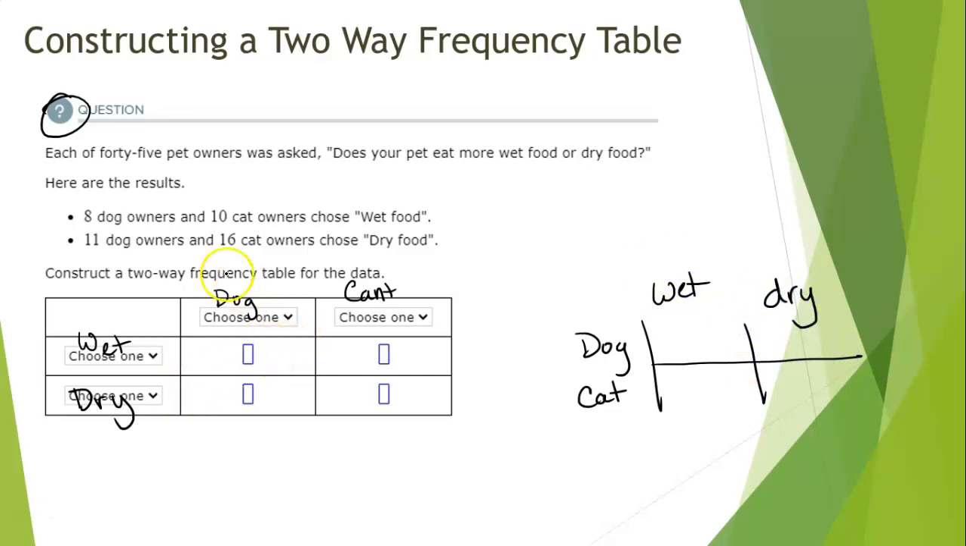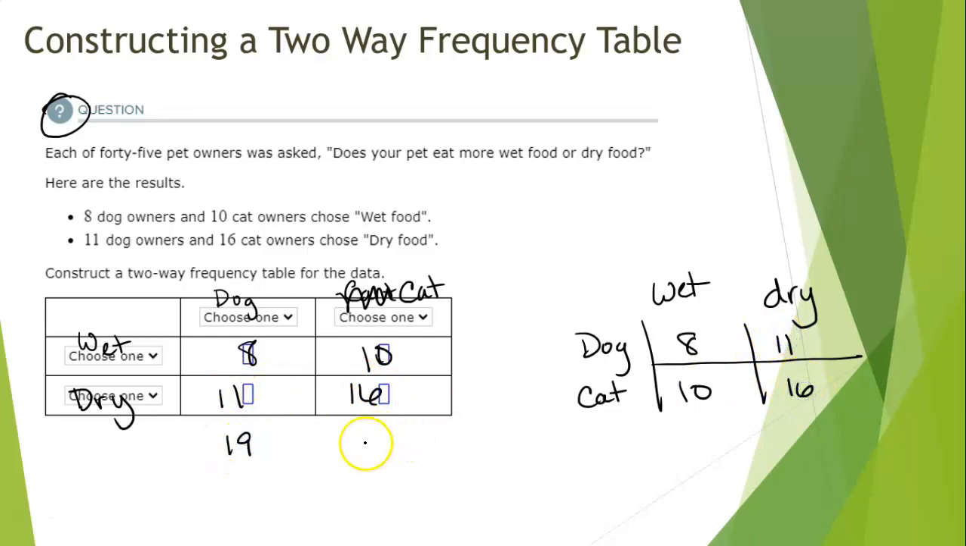If you set it up like this, there are 8 dog owners and 10 cat owners. Whoops, I put can't here, that should be cat. And 10 cat owners who chose wet food. If you do that here, it should be 8 and 10 like this. There were 11 dog owners and 16 cat owners that chose dry food. If you set yours up like this, it's 11 and 16.